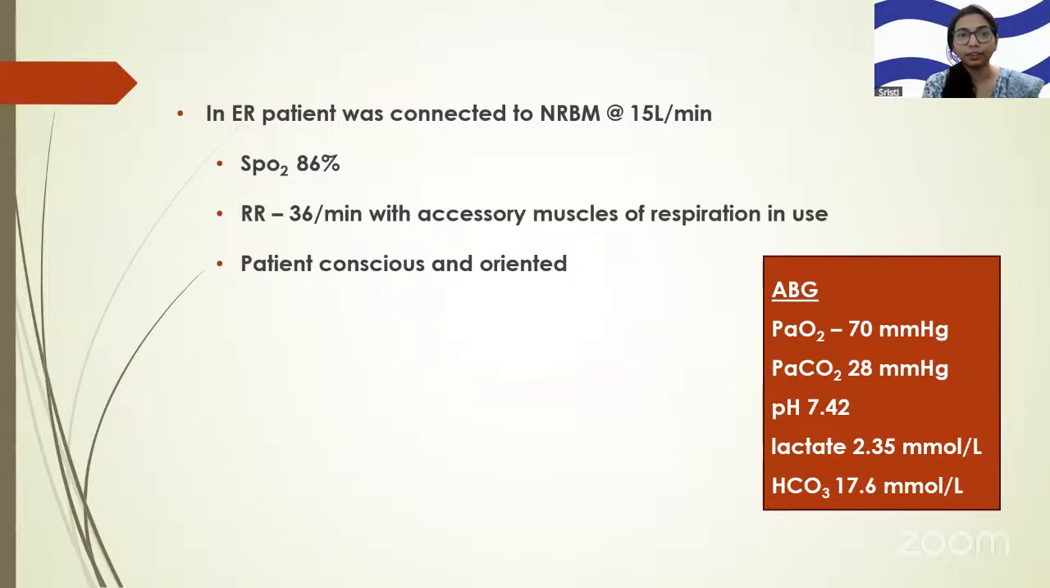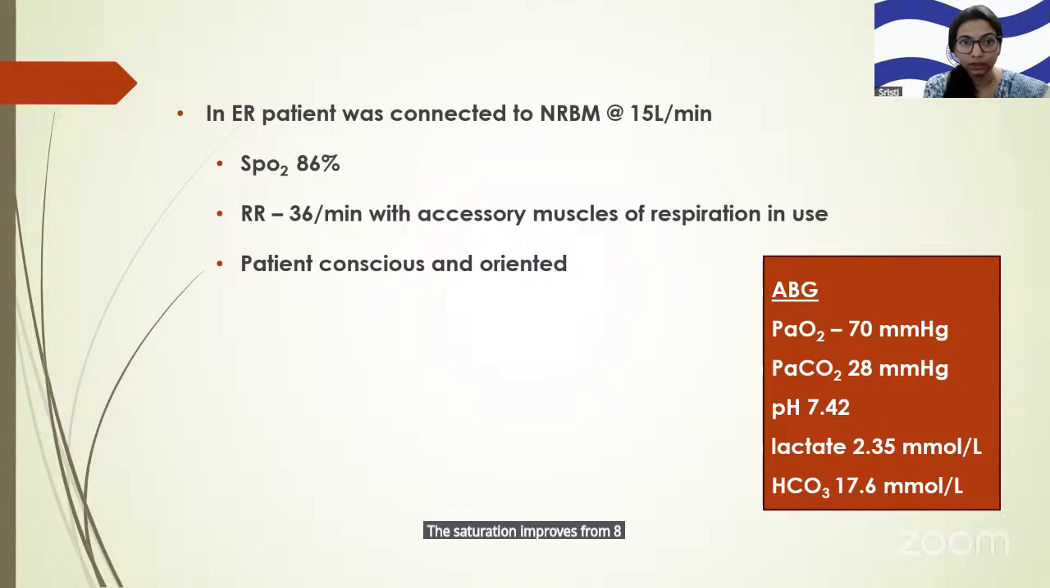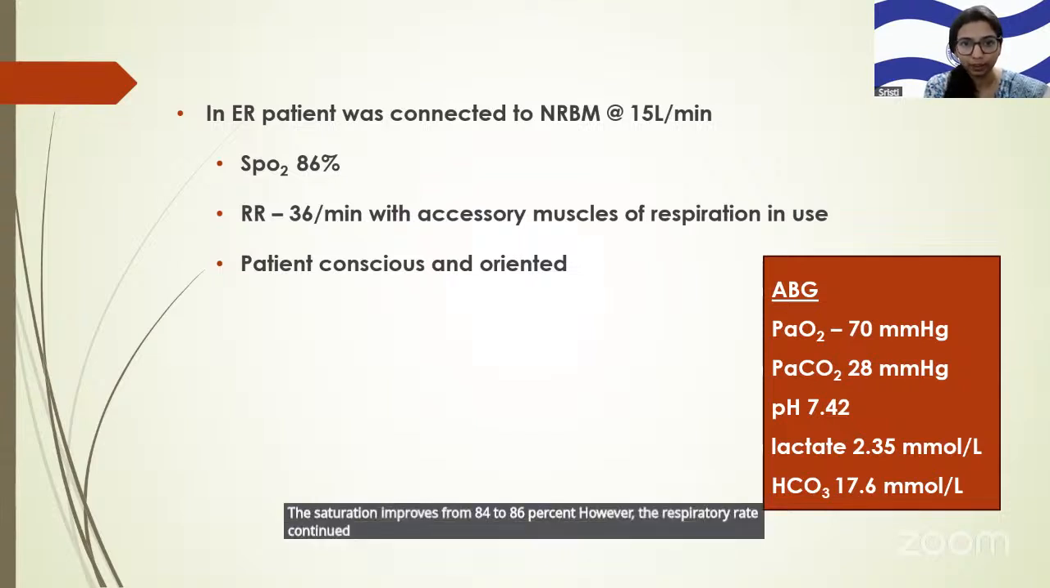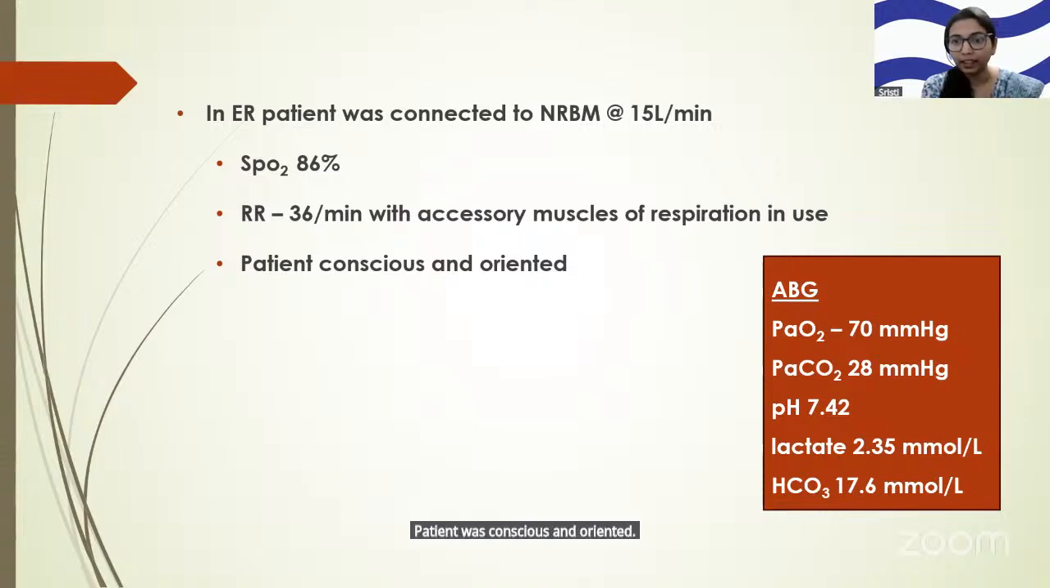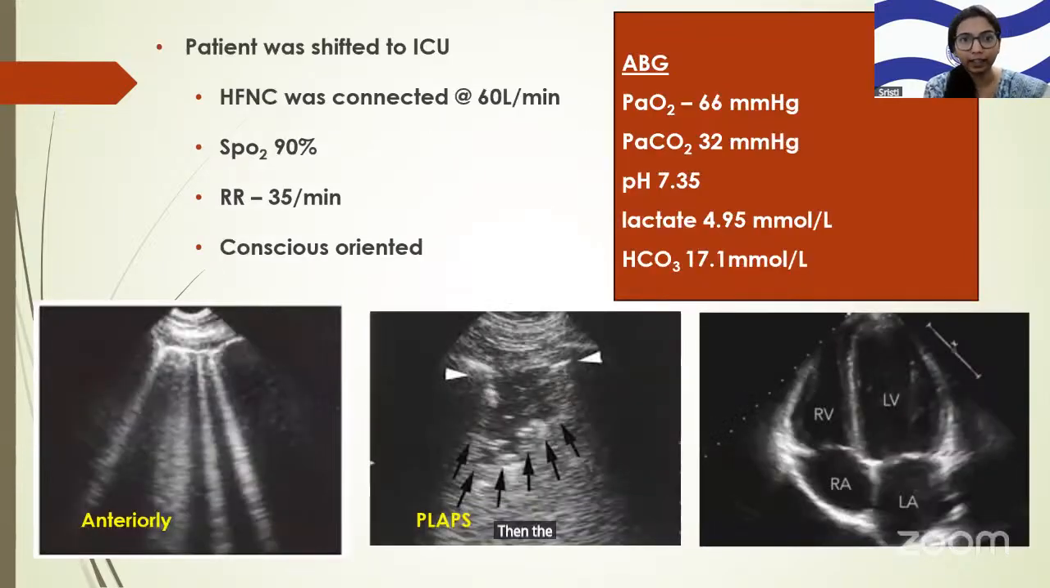In the ER, when the patient was presented, he was connected to a non-rebreathing mask at 15 liters per minute. The saturation improved from 84 to 86%. However, the respiratory rate continued to be 36 breaths per minute with accessory muscles of respiration still in use. The patient was conscious and oriented. Blood gas analysis revealed partial pressure of oxygen to be 70 millimeters of mercury and that of carbon dioxide was 28 millimeters of mercury. Then the patient was shifted to ICU.